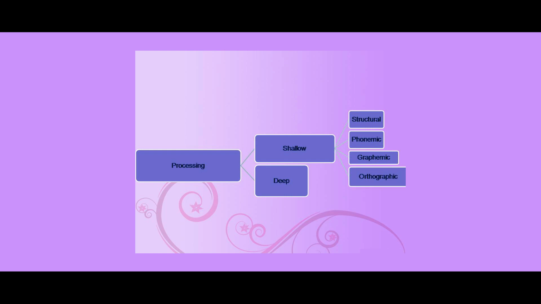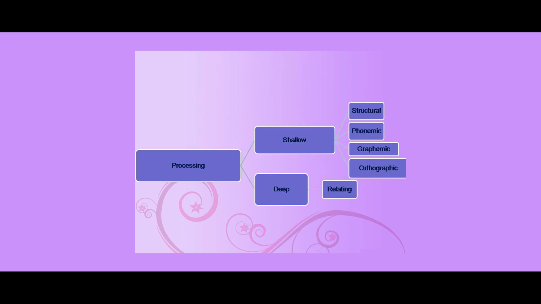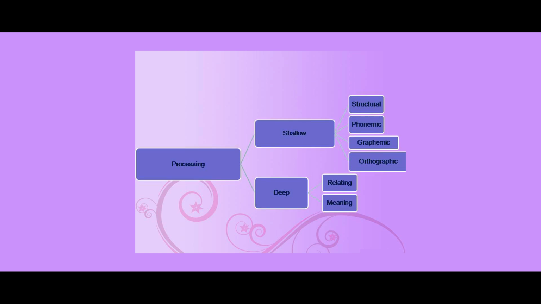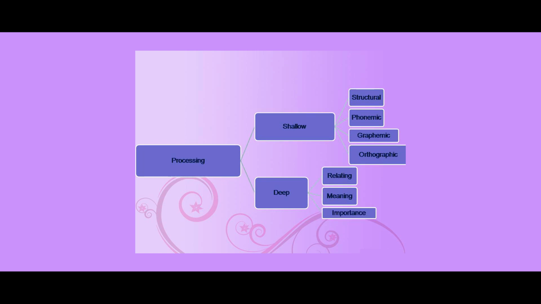Deep or semantic processing occurs in three ways. First one, the process of relating an object or situation to something else. Second one is when the meaning of something is thought of. And the third one is when we process the importance of something.